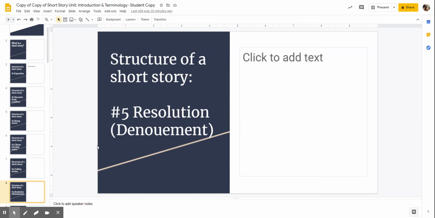For those of you who are just wondering about the denouement, a lot of times the resolution can be considered like the next to the last part of the story, whereas the denouement is the very last part, if that makes sense. If you can split it into two, the resolution happens right before the denouement. But like I said, you do not have to know the term denouement for my class or for the test. It's just good for y'all to go ahead and get introduced to that term.